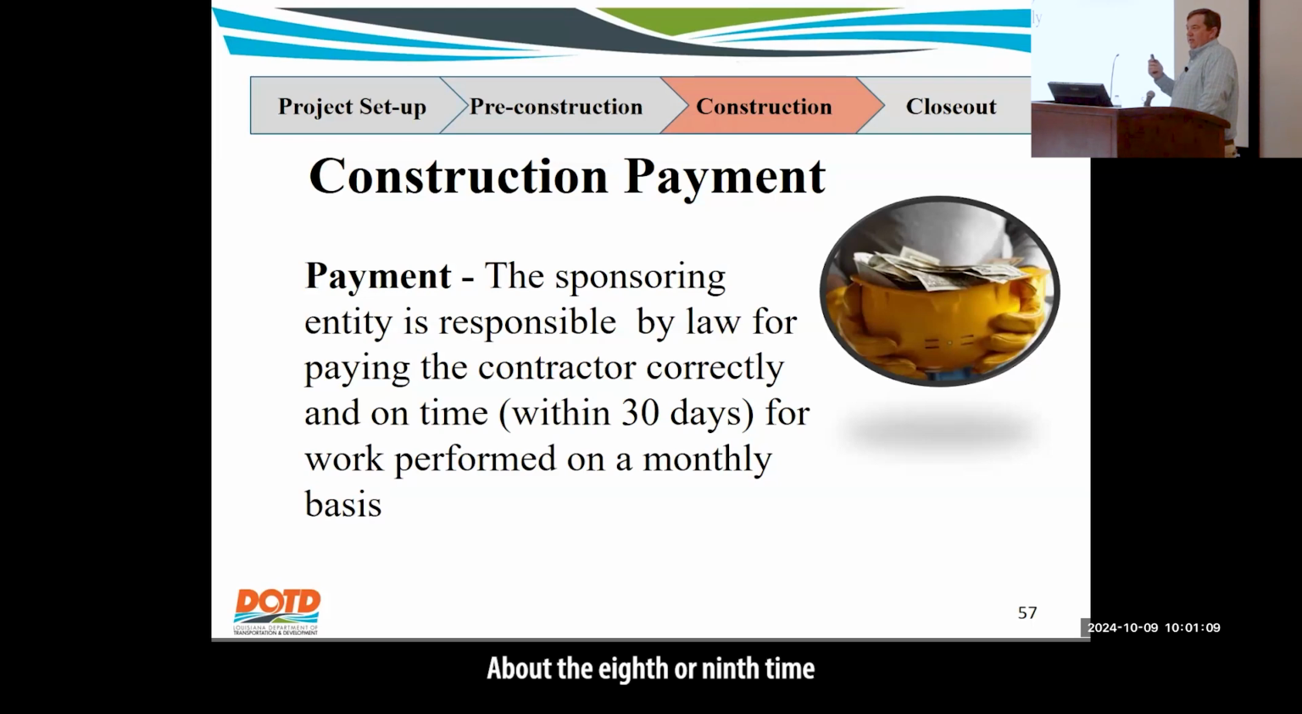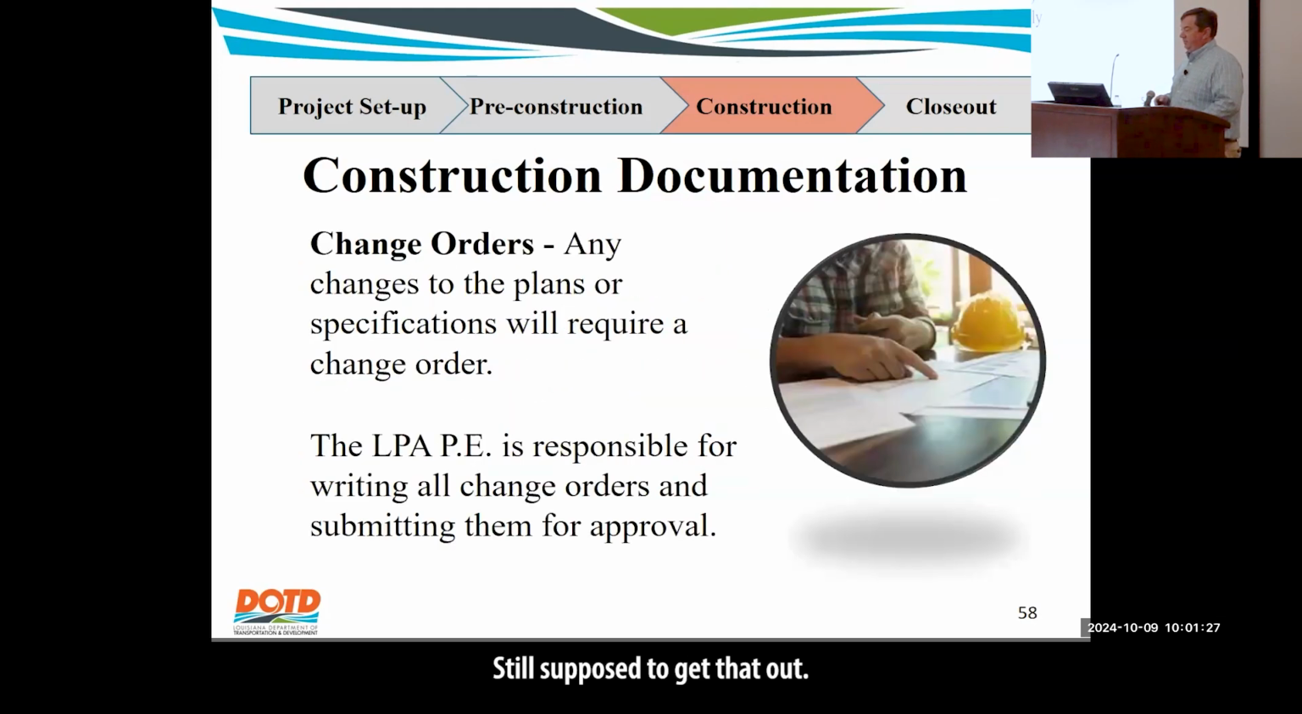About the 8th or 9th time, the entity is responsible by law for paying the contractor on time every 30 days. So again, just because something might get held up because paperwork wasn't included in there, you're still responsible for paying them every 30 days. Still supposed to get that out.